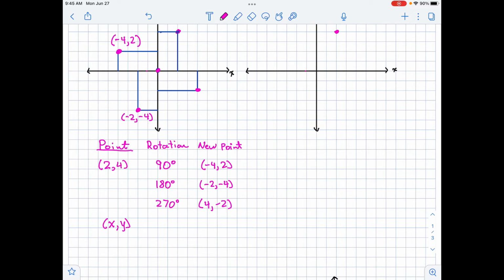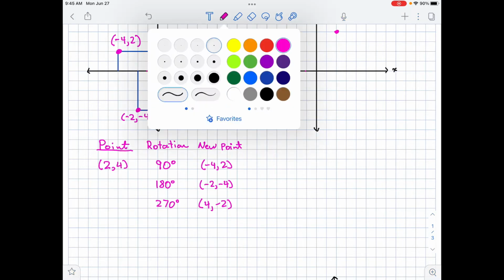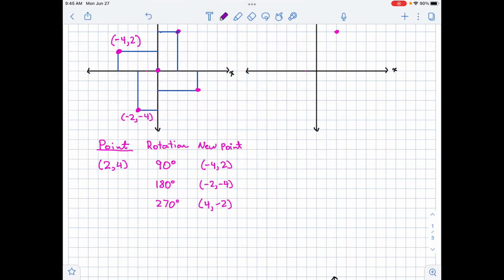And after 90 degrees, let me make a different color here. Okay? Let me make this maybe a purple here. Okay, so we start off with an (x, y). With a 90-degree rotation, what happens? Well, we swap the x's and the y's.